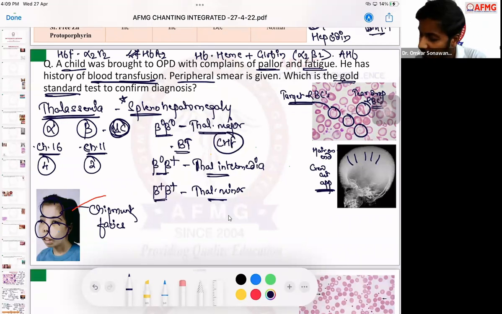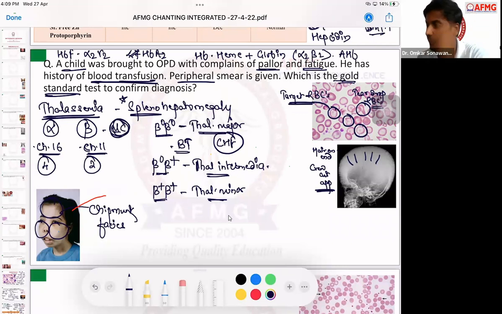Thalassemia intermedia, this patient would require blood transfusion, but very occasionally. In our case, as they have given that the patient has a history of blood transfusion, he might require only occasional blood transfusion and not a regular one. Whereas thalassemia minor, this patient is completely asymptomatic and does not require any blood transfusion.